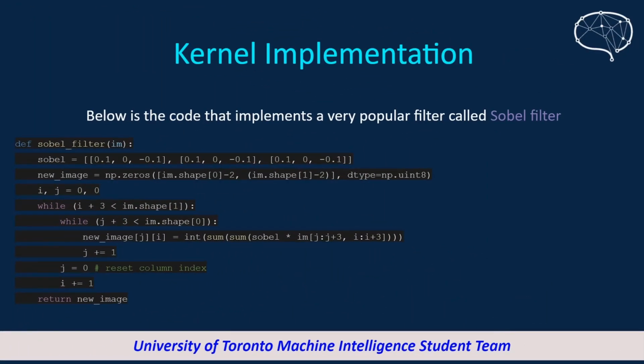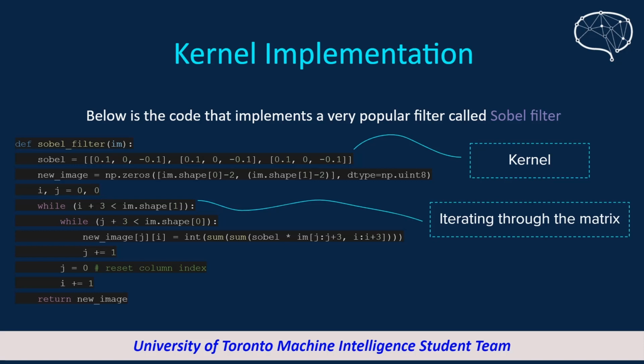So let's implement a very popular filter called the Sobel filter. The matrix for the Sobel filter is stored in the variable called Sobel. We then create a new empty matrix using the dimensional formula we saw in the last slide. Because we are using a three-dimensional filter, the resultant matrix will be smaller by 2 units. Don't believe me? Try plugging in the values into the formula yourself.